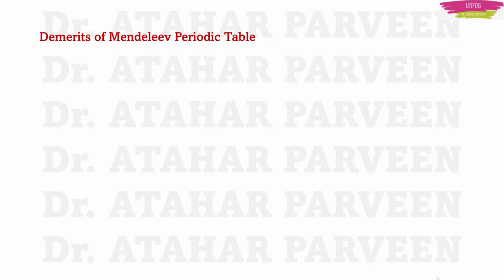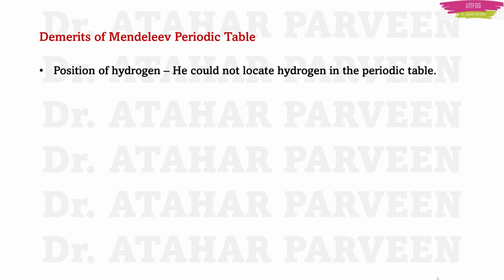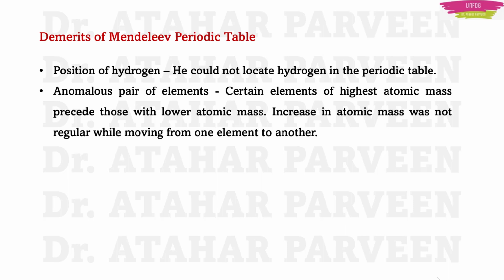But there were a few demerits also, like the position of hydrogen was not fixed. He could not locate hydrogen in Mendeleev's periodic table. Then some anomalous pairs of elements were there. Actually the atomic mass should increase, right? But that could not happen. Certain elements of higher atomic mass preceded those with lower atomic mass. The increase in atomic mass was not regular while moving from one element to another element in Mendeleev's periodic table.